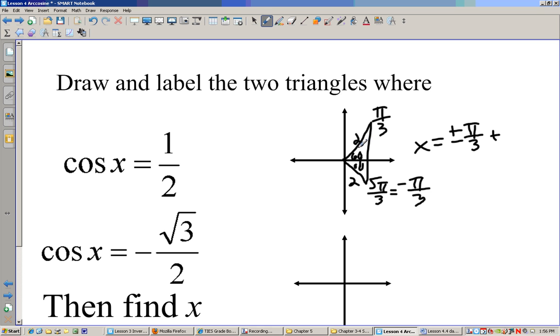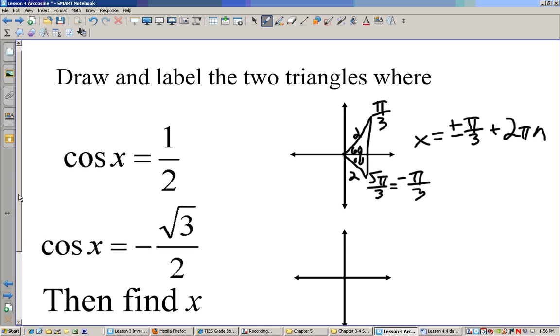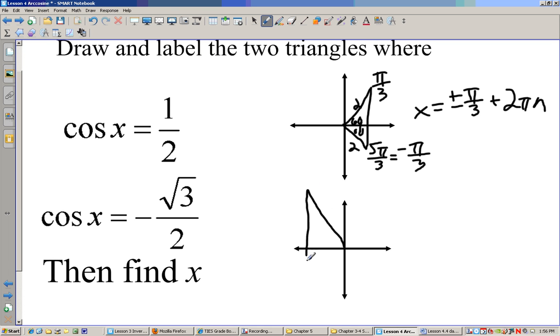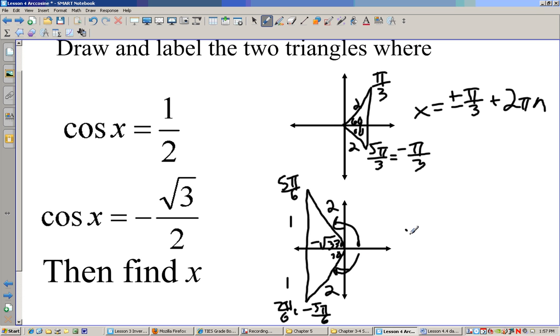Now instead of 360, I'm going to add 2 pi each time to get my coterminal angles, so it'll be 2 pi n. For my next one, negative root 3 over 2. I'm learning my lesson to draw some bigger triangles. We have negative root 3 over 2. Now this other side is going to be 1, so that means the reference angle is going to be 30 degrees. So this will be 5 pi over 6. This would be 7 pi over 6, which is the same thing as negative 5 pi over 6. Let's write this as plus or minus 5 pi over 6 plus 2 pi n.